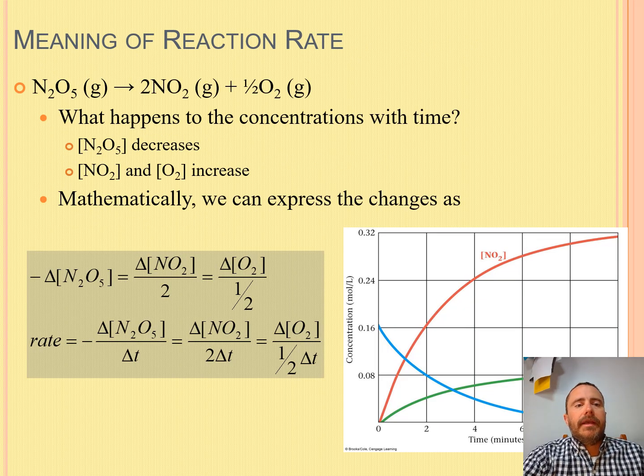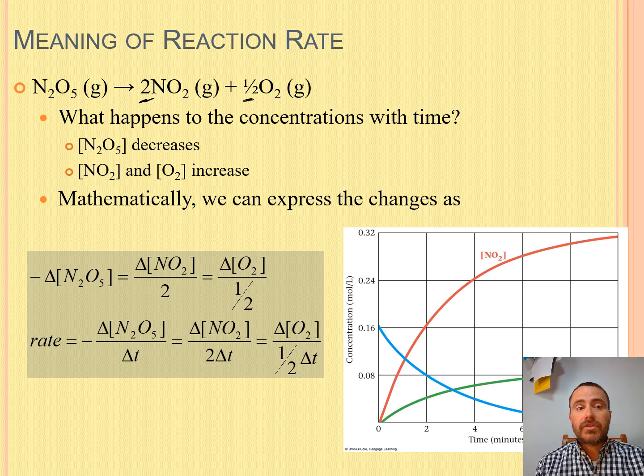So let's take a look at a general equation here. This is the general equation that we use for our reaction rates. Here I have dinitrogen pentoxide, or N2O5, and it is decomposing into nitrogen dioxide and some oxygen. It asks us a couple of questions that we might want to think about. Notice that every time one N2O5 decomposes, we're going to produce 2 nitrogen dioxides and a half of an oxygen. So there's a relationship between the concentrations.